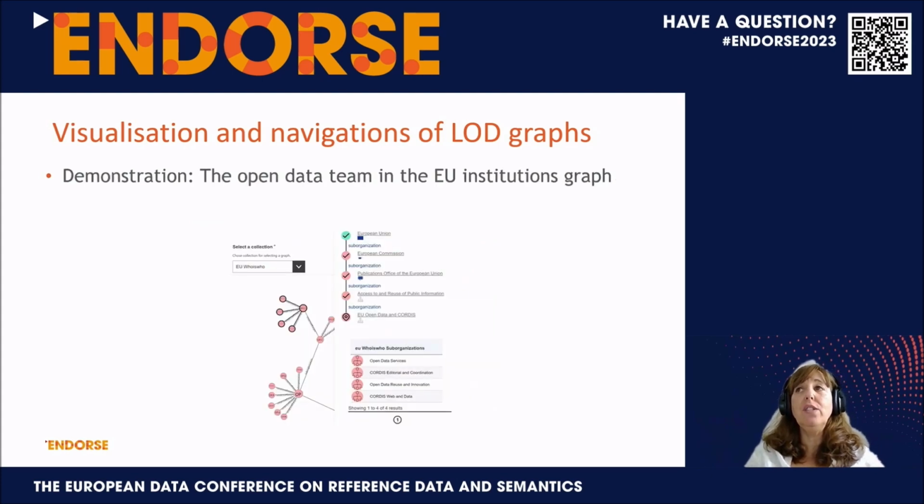Next slide. Another interesting feature is the navigation panel. Every time we expand the graph, we can see the navigation history in the navigation panel. In this example, we started in the European Commission under European Union, and we go to Publications Office. Inside Publications Office, we go to Access to and Reuse of Public Information, and then to EU Open Data and Cortis, and we can see the organizations inside that organization.